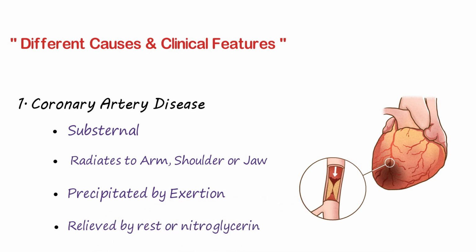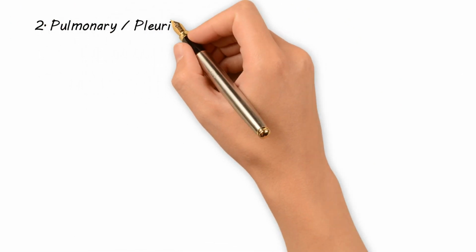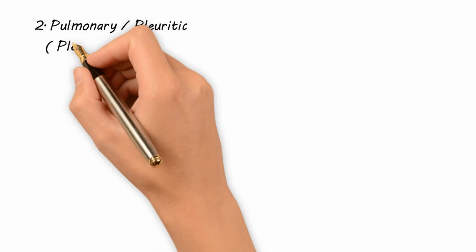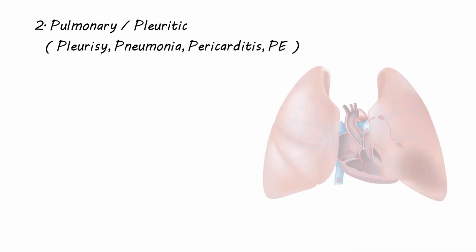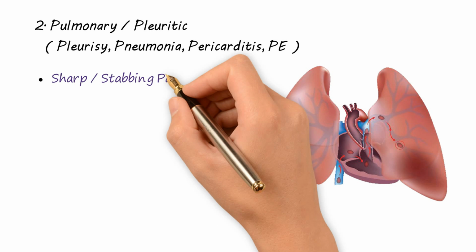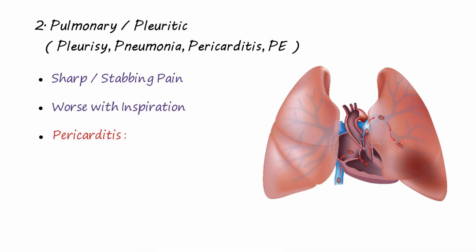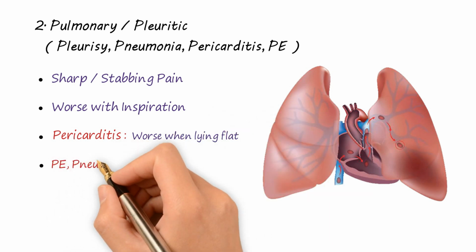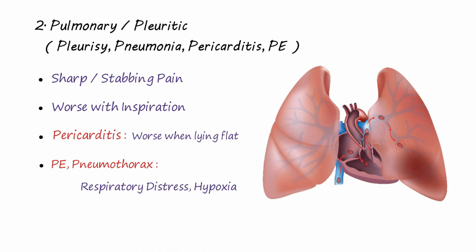Chest pain may be due to pulmonary or pleuritic disease, such as pleurisy, pneumonia, pericarditis, or pulmonary embolism. There is sharp or stabbing pain which becomes worse with inspiration. In pericarditis, the pain becomes worse when lying flat. In pulmonary embolism and pneumothorax, respiratory distress and hypoxia is seen.